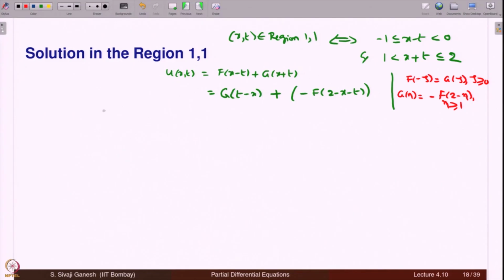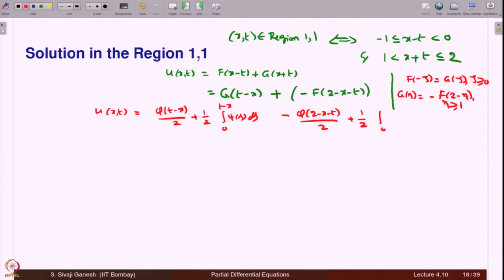Now using the expression for g, we get u of x,t equal to phi of t minus x by 2 plus 1 by 2 integral 0 to t minus x psi s ds. This is the first term. Second one, f of 2 minus x minus t, that will give us phi of 2 minus x minus t by 2 plus 1 by 2 integral 0 to 2 minus x minus t psi s ds. This is what we have.